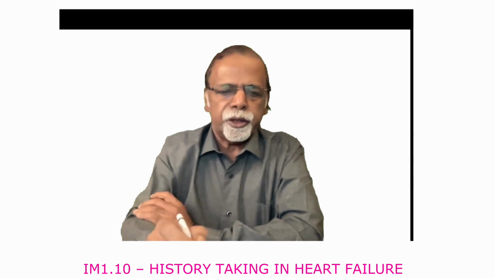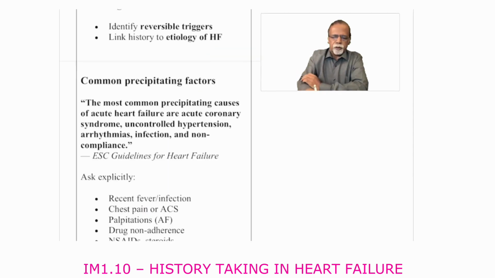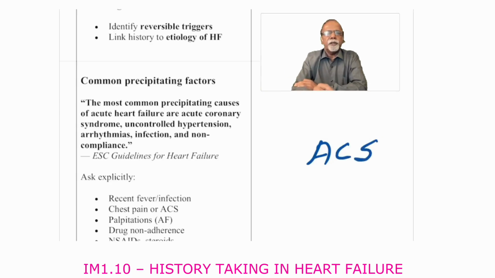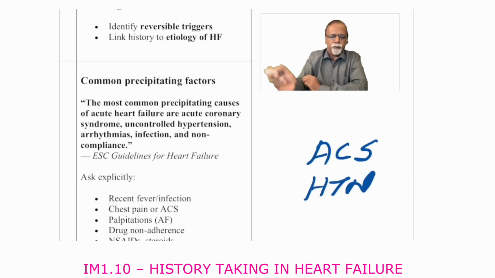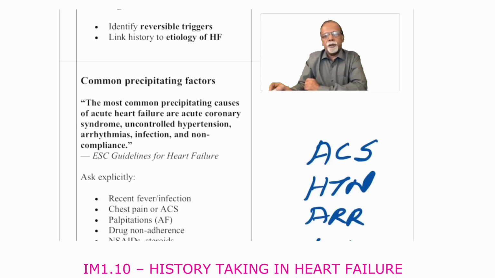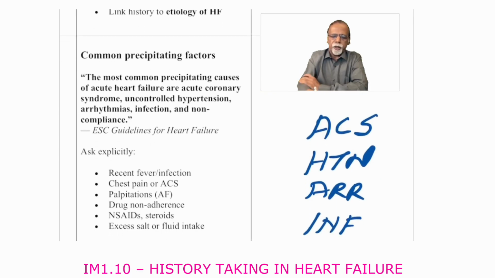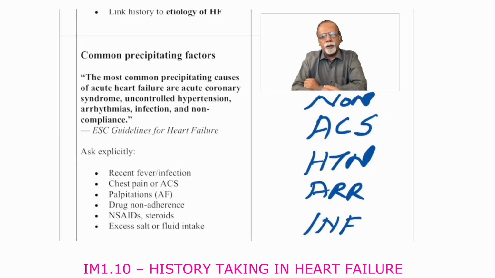Can you say? It is acute coronary syndrome. So the most important thing is acute coronary syndrome. Remember this point. Second is uncontrolled hypertension. Third is arrhythmias. Fourth, infections. And of course, in our setting, remember non-compliance. Non-compliance with the drugs is a very important point. So these are the common precipitating factors.